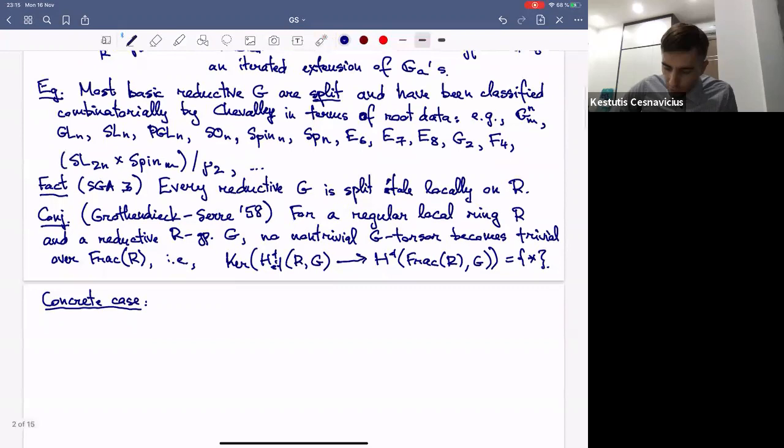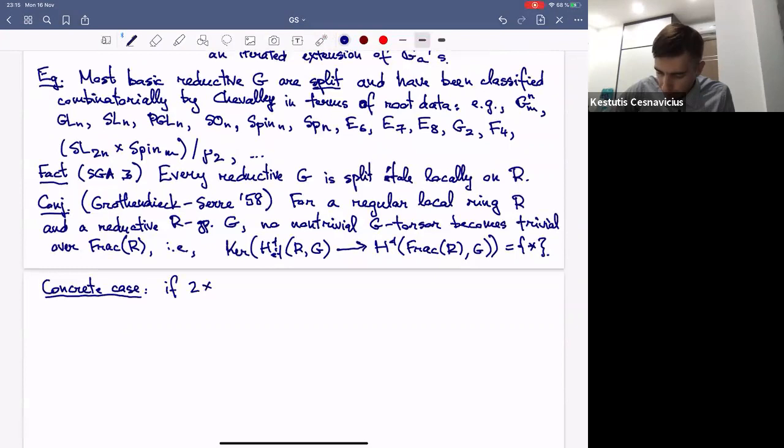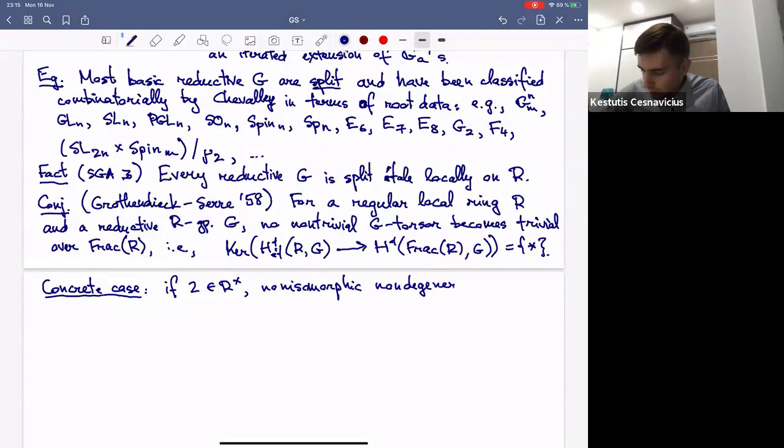Okay, but the concrete case that I'd like to illustrate this for the purposes of the talk concerns quadratic forms, namely if two is a unit, if two is invertible in this regular local ring, then one consequence of Grothendieck-Serre is that non-isomorphic non-degenerate quadratic forms over R do not become isomorphic over the fraction field of R.